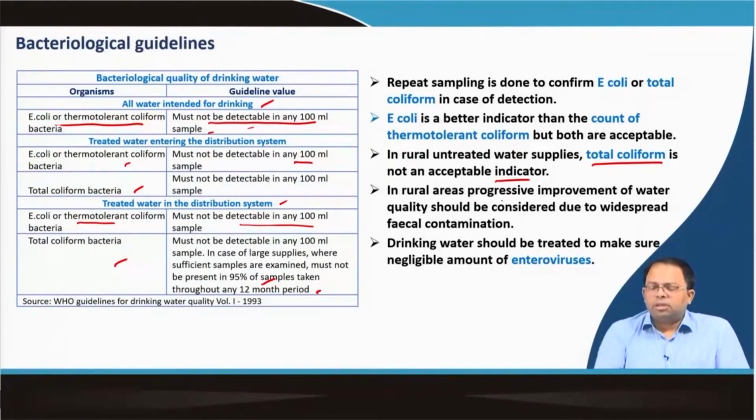So there will be progressive improvement of water quality in rural areas. That's why the standards are kept lower for drinking water, which means total coliform can be there to some extent, but again E. coli should not be there, and drinking water should be treated to make sure a negligible amount of enteroviruses is there. But we should make sure that there are no enteroviruses in the drinking water supply in rural areas, of course.